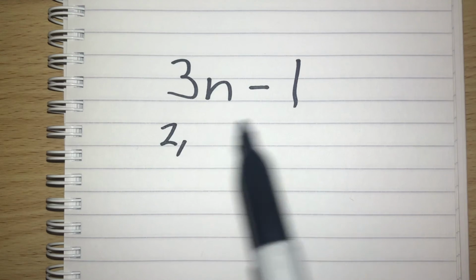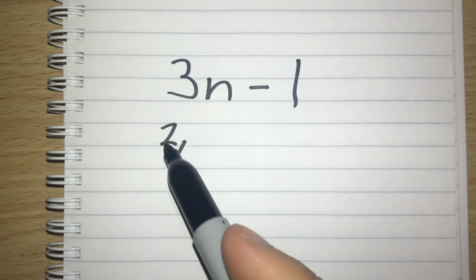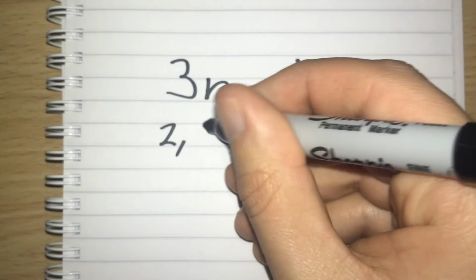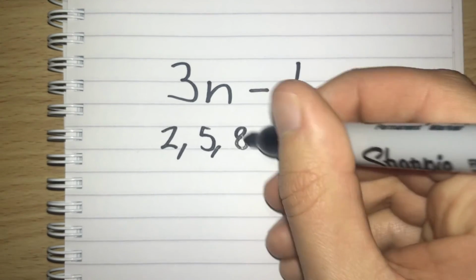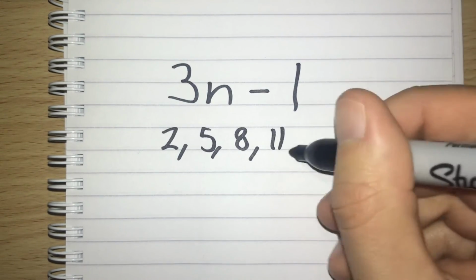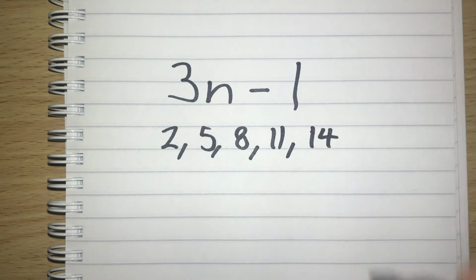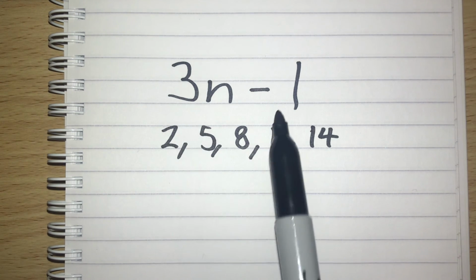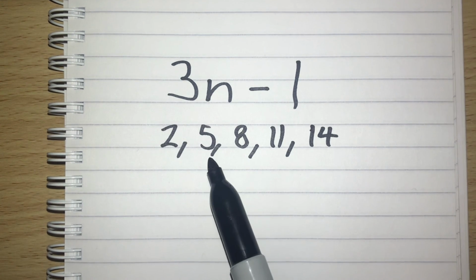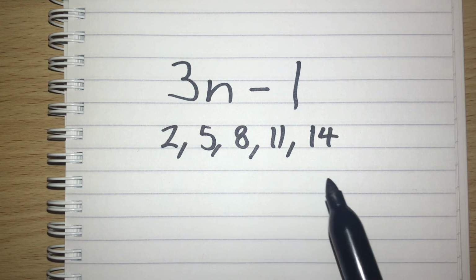Now we've got 3n, so this means we're going up by 3 each time. So if we go up by 3 from 2, we'd get to 5. Another 3, we get to 8. Another 3, we get 11. And another 3, we get 14. So our first 5 terms for 3n minus 1 would be 2, 5, 8, 11, and 14.